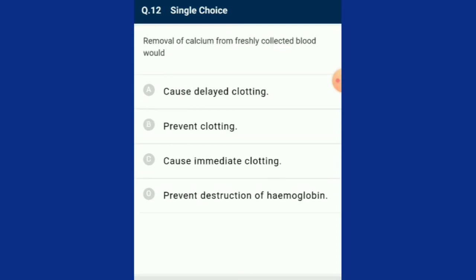Question number 12. Removal of calcium from freshly collected blood would. The process of blood clotting starts when prothrombinase catalyzes the conversion of prothrombin, that is an inactive protein in blood plasma, into thrombin, active protein, in the presence of calcium 2 plus ion, that is blood clotting factor 4. Thrombin converts fibrinogen into fibrin, that makes fibrin threads on polymerization with blood corpuscles and forms blood clots. So therefore, if calcium 2 plus is removed from the blood, it will prevent clotting. So the answer is option B. Calcium removal prevents blood clotting.